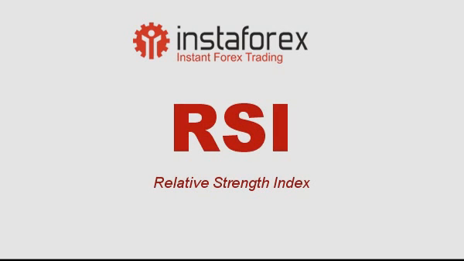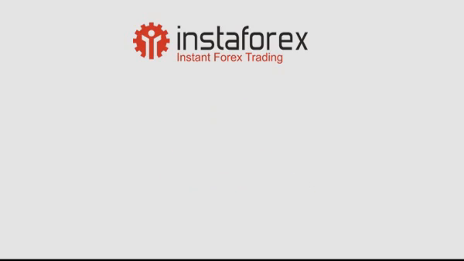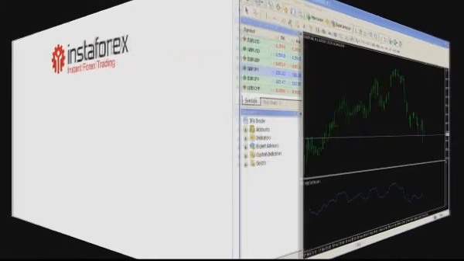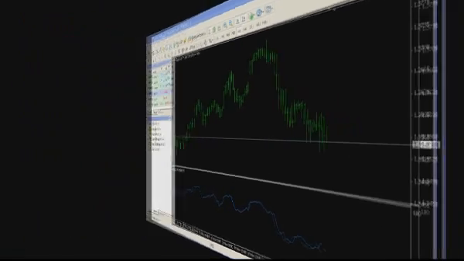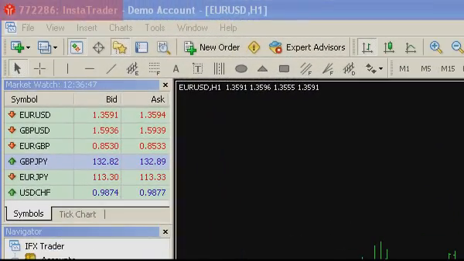RSI. Hello, in this video we will consider a popular relative strength indicator oscillator. RSI was developed by Wallace Wilder in summer 1978. Since then, this technical analysis instrument is extremely popular among traders on various markets including Forex. Let us see what the RSI Oscillator is like.